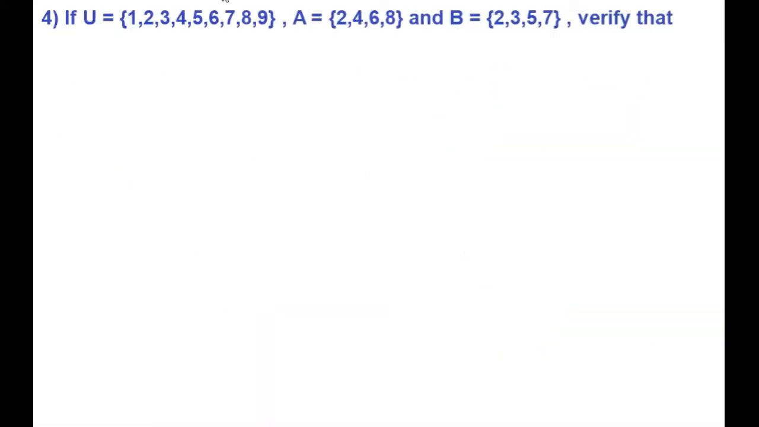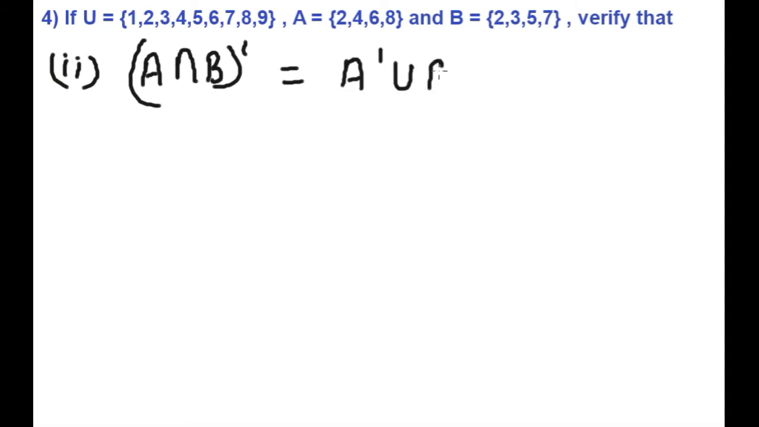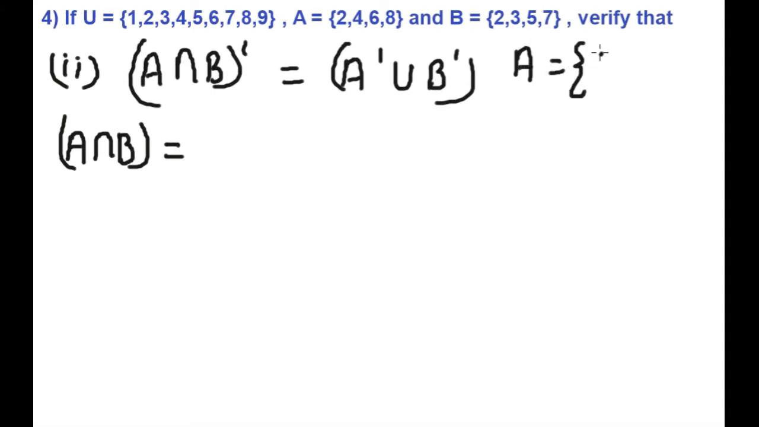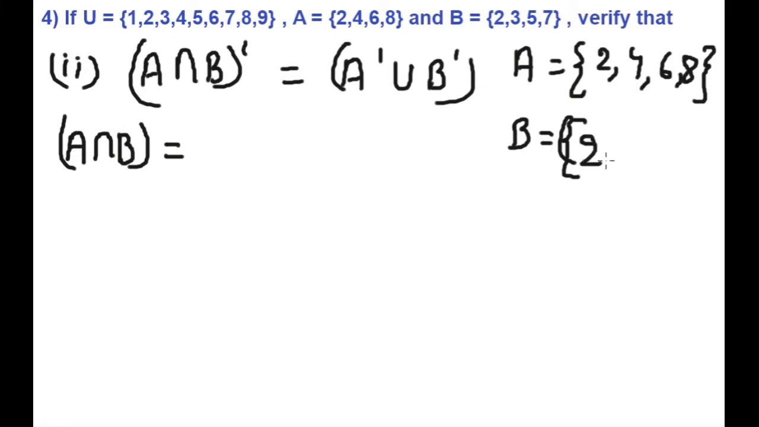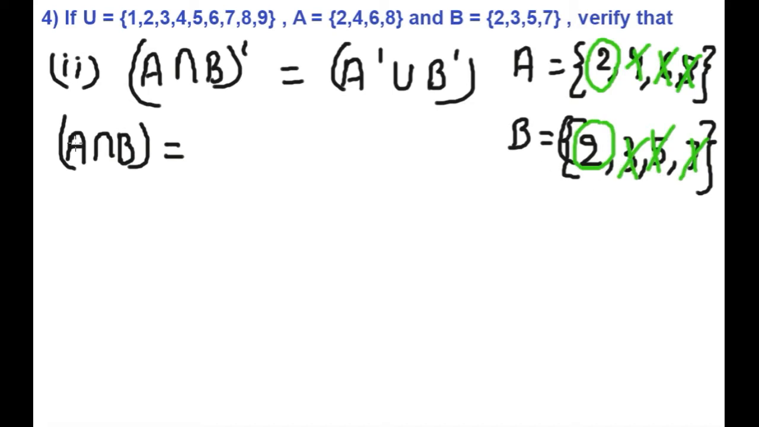Let's see the second one. The second part is (A intersection B) complement is equal to A complement union B complement. First we will find A intersection B. A intersection B means we have to write the common elements between set A and set B. Set A is {2, 4, 6, 8} and set B is {2, 3, 5, 7}. Common element is 2. That's it. There are no other common elements. 4, 6, 8, 3, 5, 7 are not common. Only 2 is common. So A intersection B is equal to {2}.